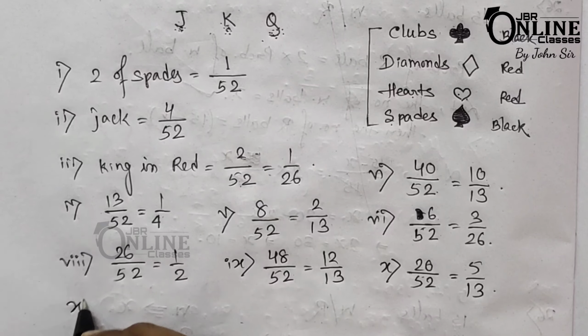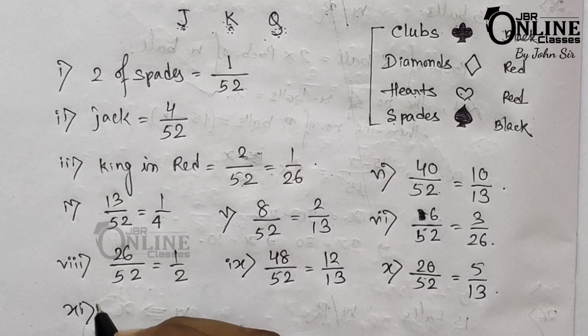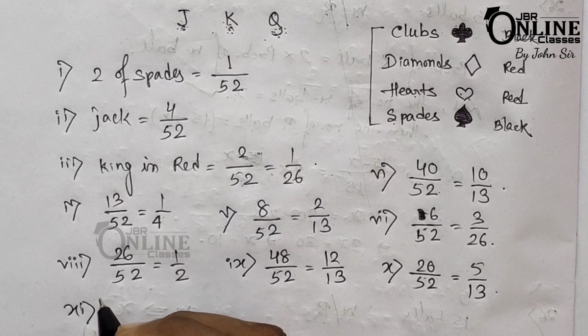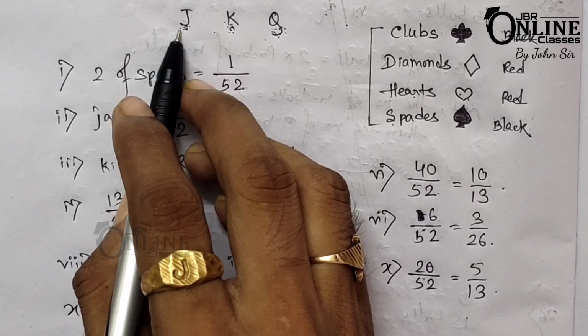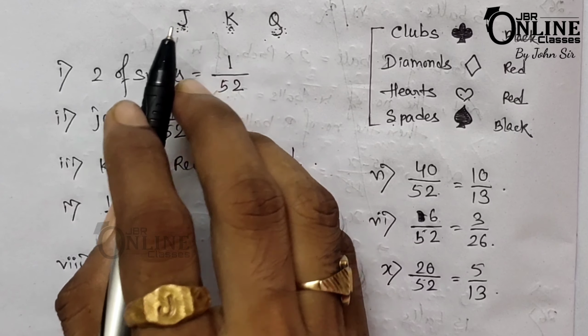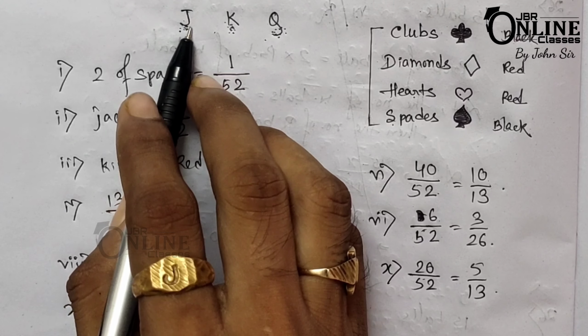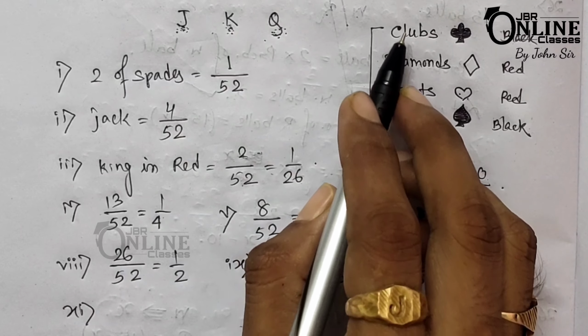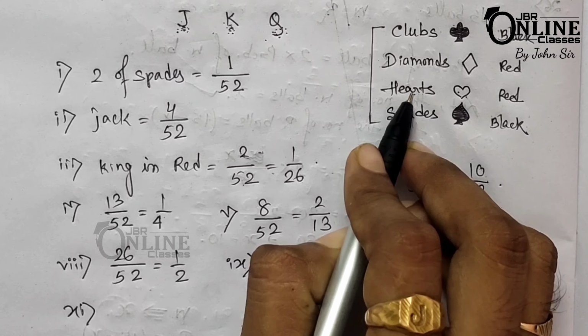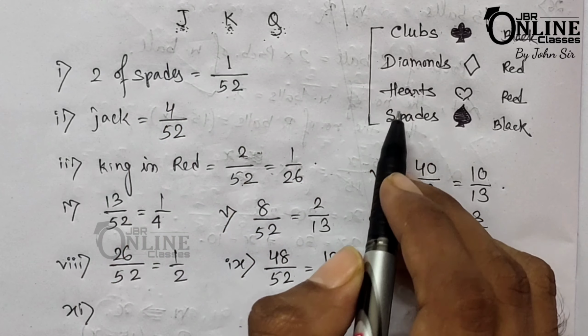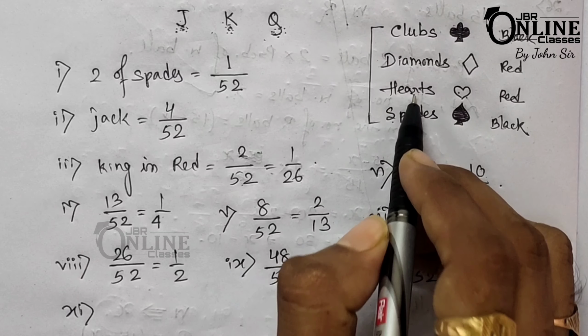Now next, 11. The number of cards which are neither a spade nor a jack. You have to find out the probability of neither a spade nor a jack. So how many jacks are there? 4 jacks, and among the 4 jacks, only one is a spade. So that means there are a total of 3 jack cards that are not spades: clubs, diamonds and hearts.